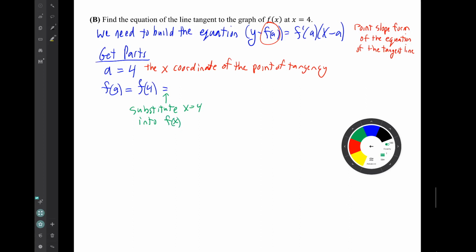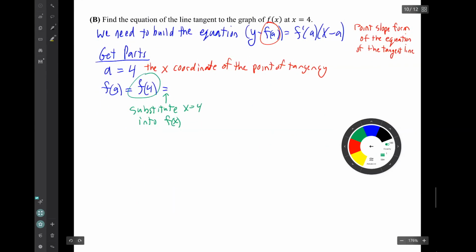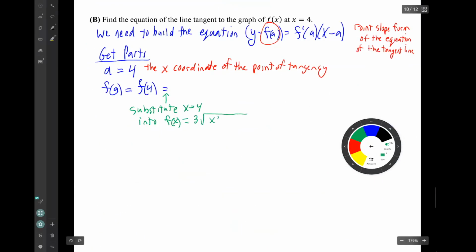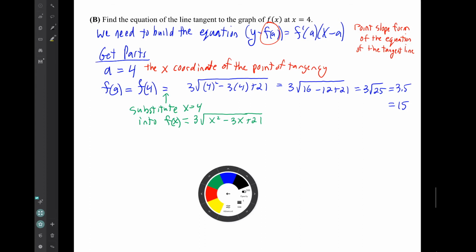Now here it's important to keep track of which function we're talking about, because now we're talking about 2 functions. We have this function, f of x, and we have this function, f prime of x. So when we're talking about substituting things into equations or functions, we need to make sure that we use the correct function. This symbol means we substitute x equals 4 into the formula for f of x. So let's remind ourselves what that formula is. It's that, 3 times square root of x squared minus 3x plus 21. So we end up with f of a equals 15. And remember, that's the y-coordinate of the point of tangency.